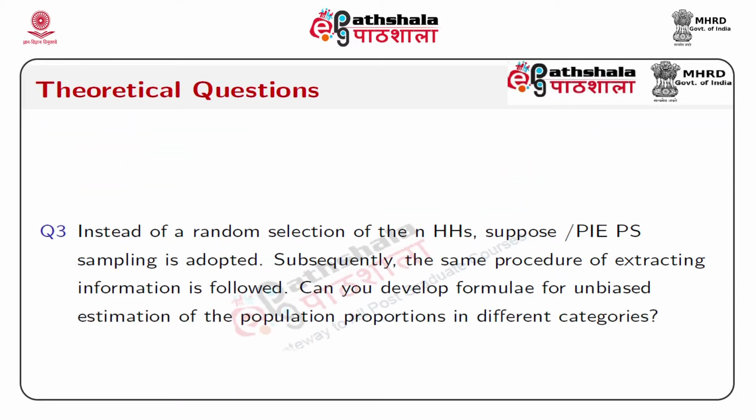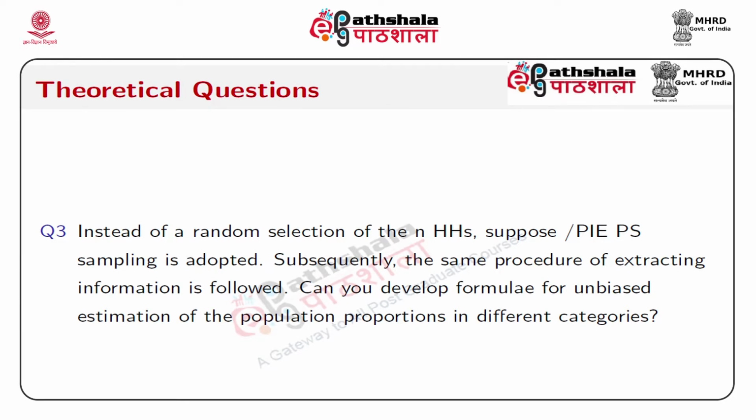Instead of a random selection of the n households, suppose IPPS sampling is adopted. Subsequently, the same procedure of extracting information is followed. Can you develop formulae for unbiased estimation of the population proportions in different categories? Let us try to understand.